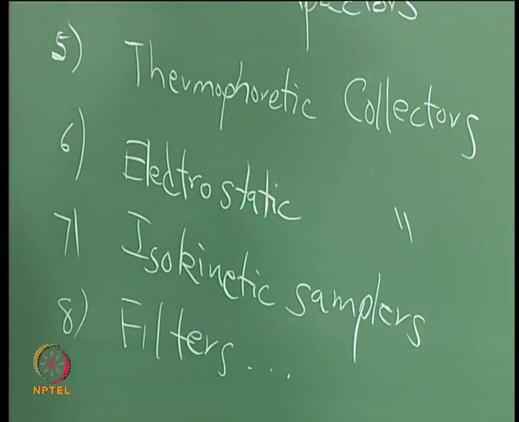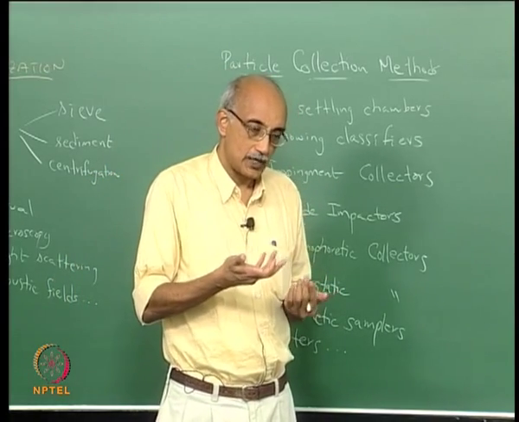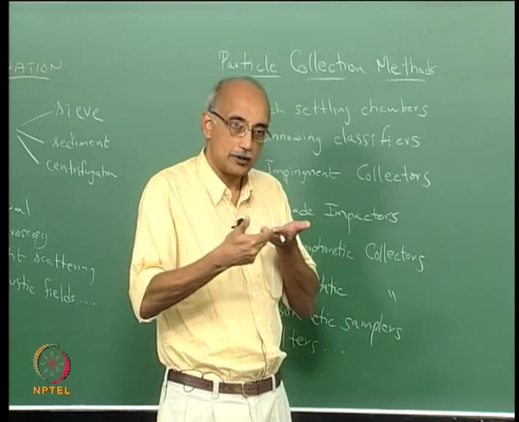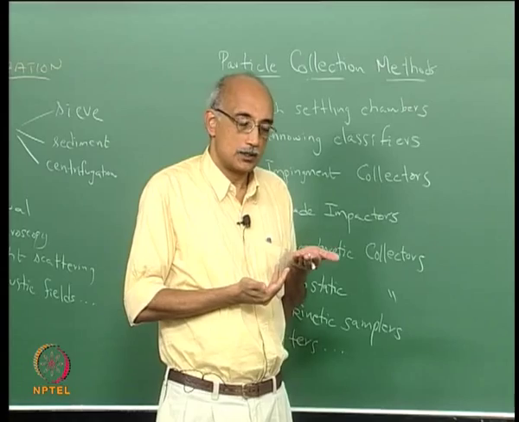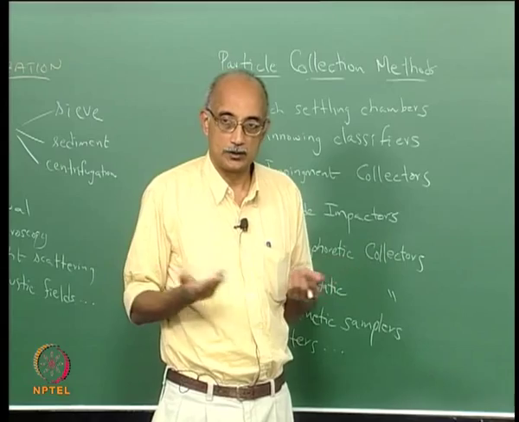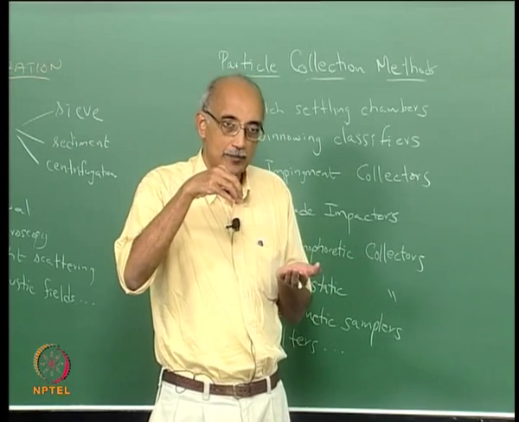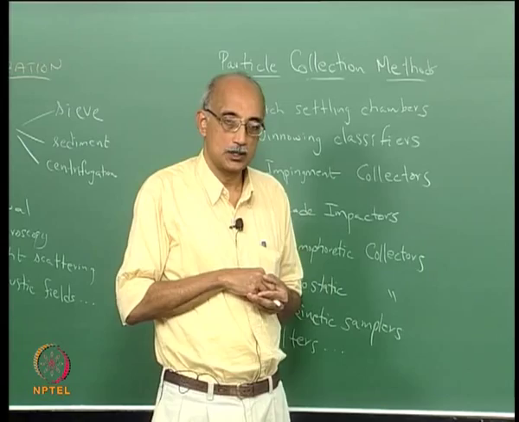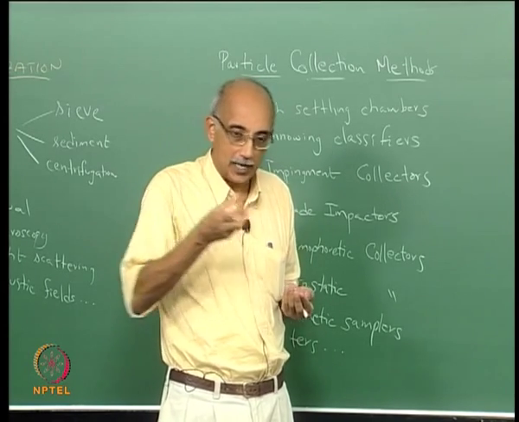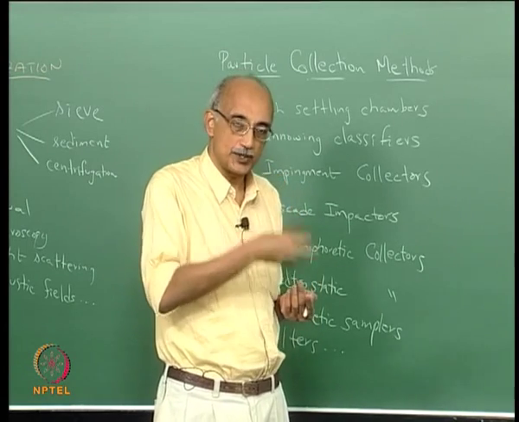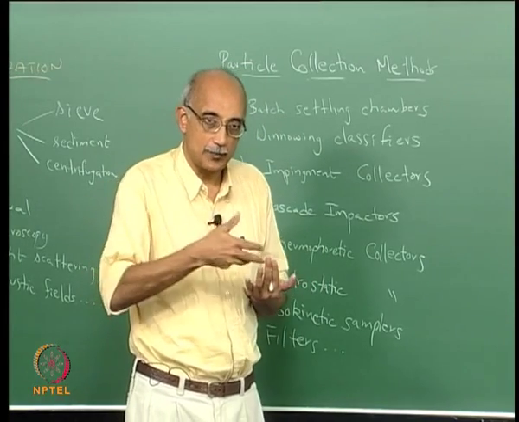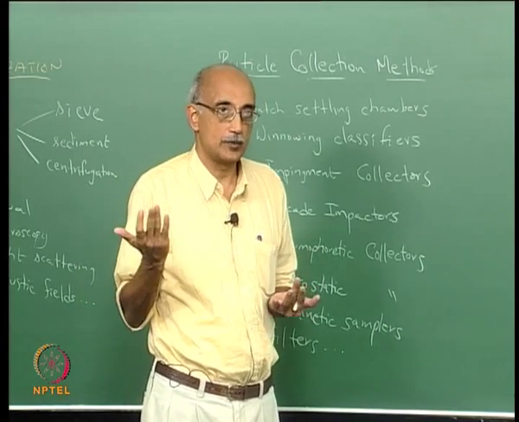Isokinetic samplers are sampling devices that essentially collect particles by aligning themselves parallel to the flow direction. One of the difficulties in sampling, when you have particles that are suspended in a fluid and flowing, and you want to grab a sample for doing your static analysis, the uncertainty lies in the fact that you do not know that the sample that you have grabbed is truly representative of the particle population that is in the fluid to begin with, because your sampling process itself introduces a variability.